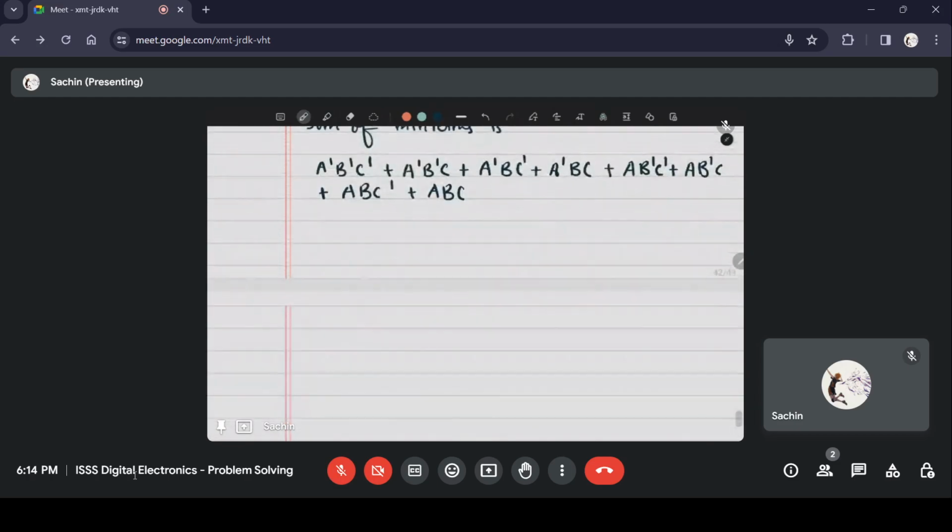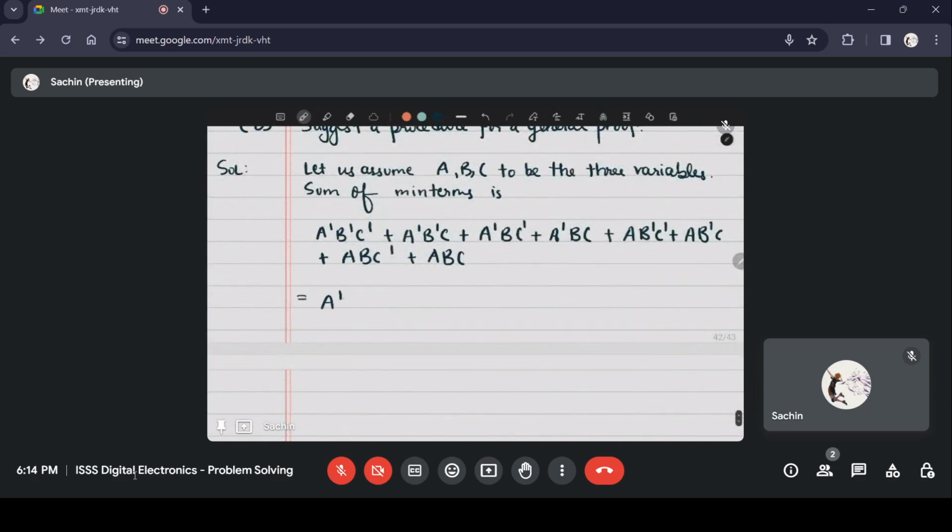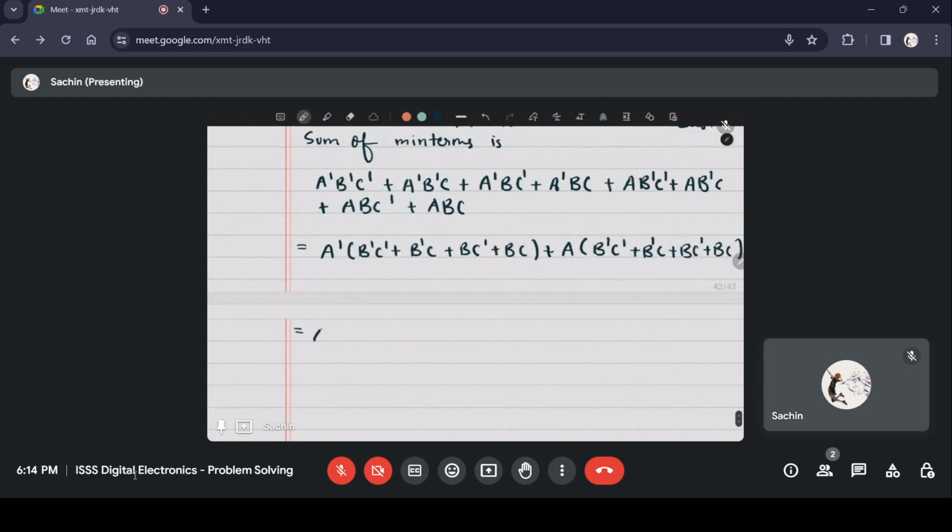The first 4 terms we can take out A prime common. We'll get A prime into B prime C prime plus B prime C plus BC prime plus BC. The last 4 terms we can take out A common. We'll get A into B prime C prime plus B prime C plus BC prime plus BC. For the terms in the bracket, first let's simplify the outside. You can see that the terms in the bracket are same for both A prime and A.